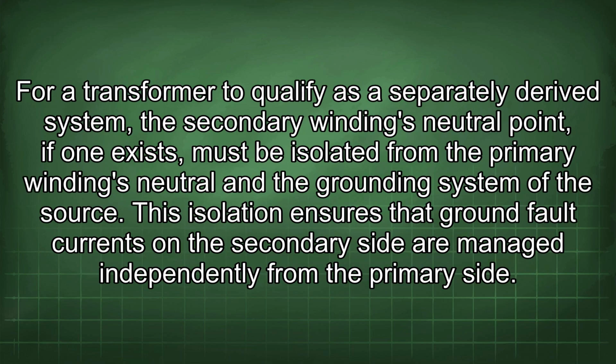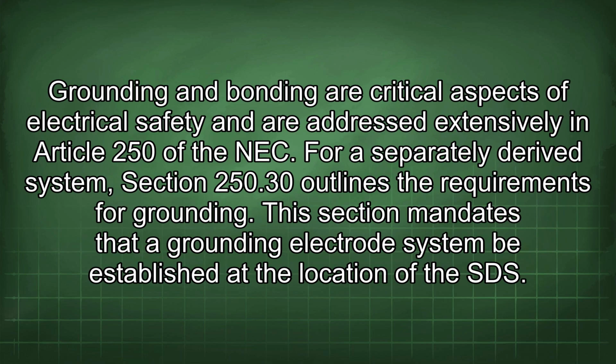For a transformer to qualify as a separately derived system, the secondary winding's neutral point, if one exists, must be isolated from the primary winding's neutral and the grounding system of the source. This isolation ensures that ground fault currents on the secondary side are managed independently from the primary side. Grounding and bonding are critical aspects of electrical safety and are addressed extensively in Article 250 of the NEC.